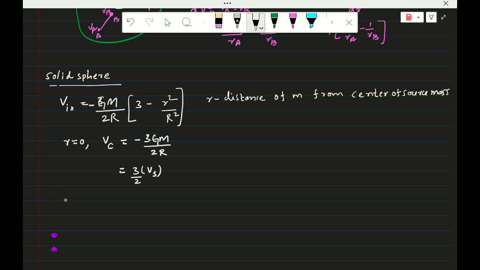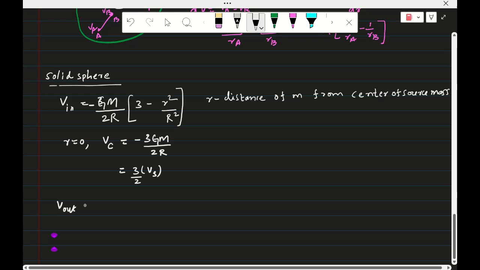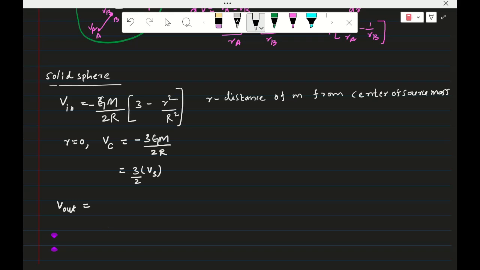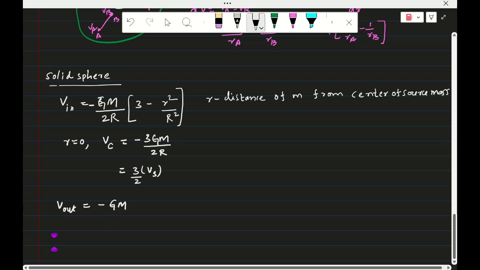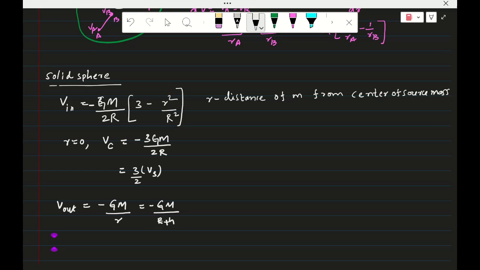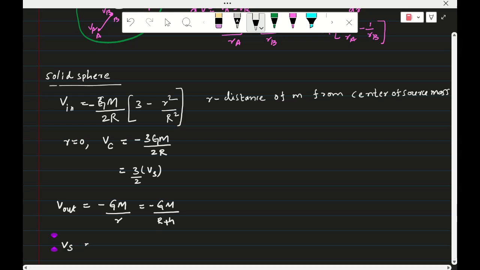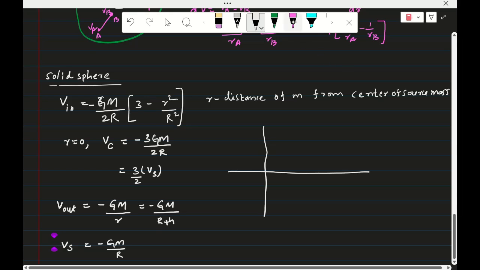Whereas the potential outside is due to the point mass of the sphere; for outside points, the spherical body is considered as a point mass, right? That equals minus GM by r, small r, that equals minus GM by r plus h. So h is the distance from the surface, R is the radius of the earth. Here the earth is a solid sphere. So V on the surface is equal to minus GM by R. So the graph is like this. You can go with negative values or directly consider the magnitude.